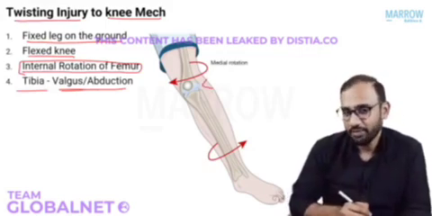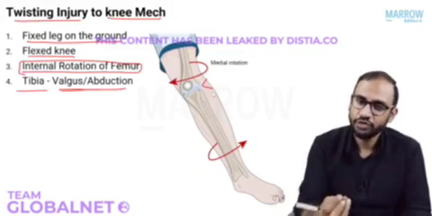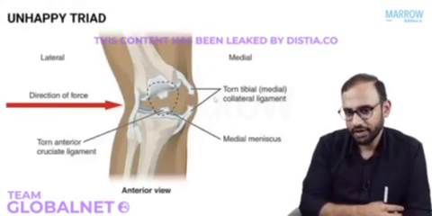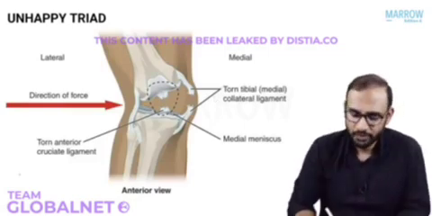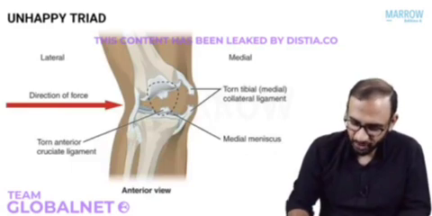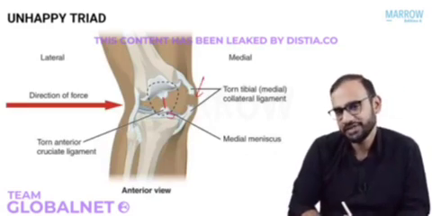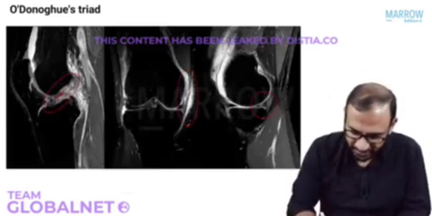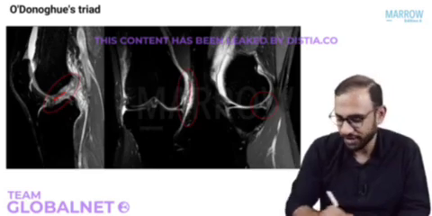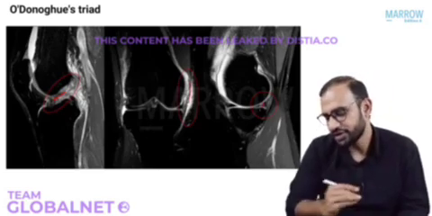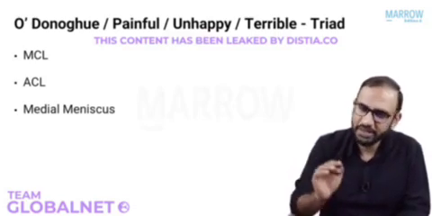And when this twisting happens, you injure multiple structures. These multiple structures that get injured give you a triad known as the unhappy triad or O'Donoghue's triad or terrible triad or painful triad of the knee. The structures that usually get injured are the medial collateral ligament, anterior cruciate ligament, and the medial meniscus. Look at this clearly. ACL is injured here, in the sagittal view. On the coronal view, you can clearly see that the MCL is injured, and again in sagittal view, you will notice that the posterior horn of the meniscus is injured. So this is O'Donoghue's painful or unhappy terrible triad.